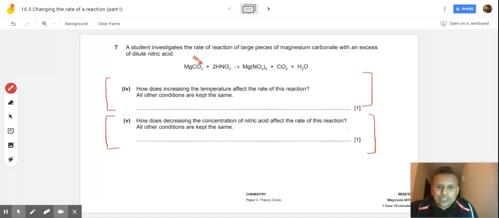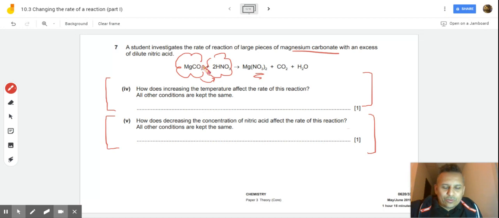So this was a metal carbonate, magnesium carbonate, reacting with nitric acid. I certainly hope that you know by now that magnesium carbonate reacting with nitric acid will form a nitrate salt. So the actual salt is magnesium nitrate. And because it's a metal carbonate, you form carbon dioxide and water as the two other products. But that's not the most important part of the question.